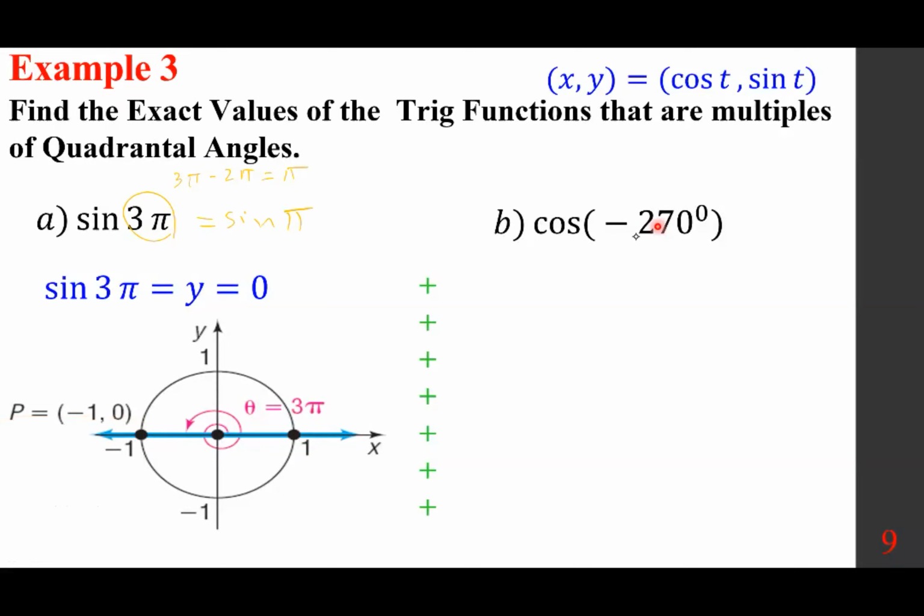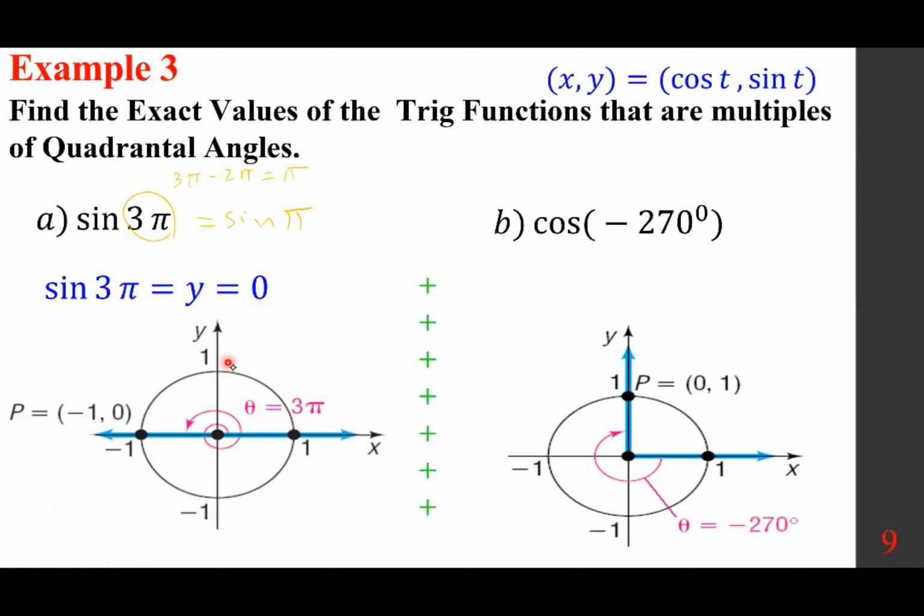Now, this one, 270 degrees goes this way, minus 270 degrees goes that way. And what we do, we end up at negative 270 degrees, we end up at 90 degrees. Negative 270 is the same as 90 degrees. And over here, the coordinates are 0, 1. So cosine is 0, sine is 1. Because we want cosine, the answer is 0.